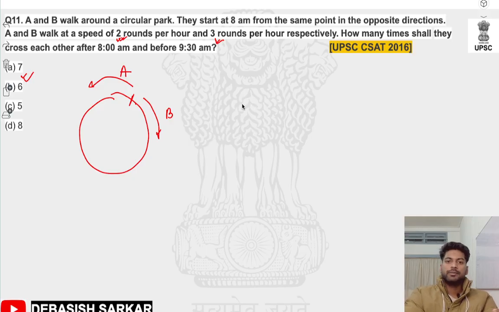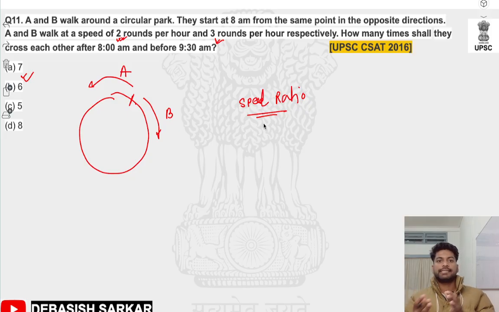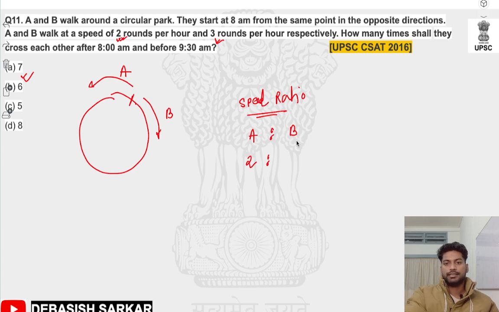So we can say the speed ratio is 2:3, because A's speed is a little less. A has less speed, that's why A is running 2 rounds. So the speed ratio of A to B is 2 to 3. Did you understand? That is for 1 hour.